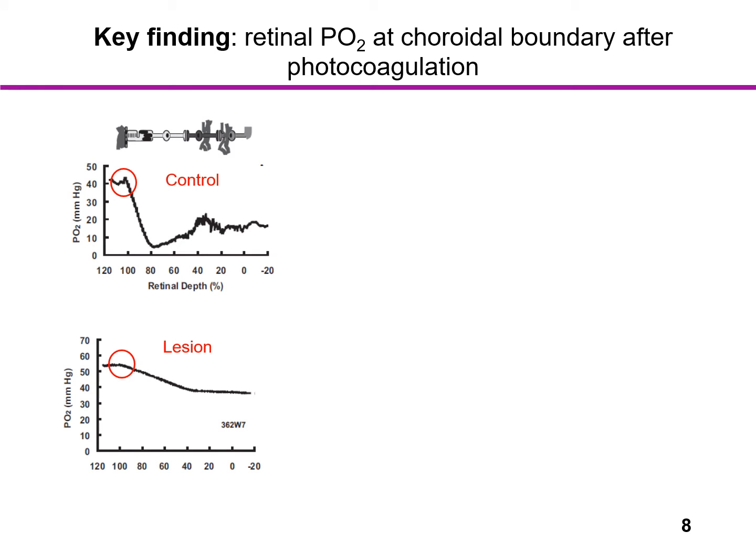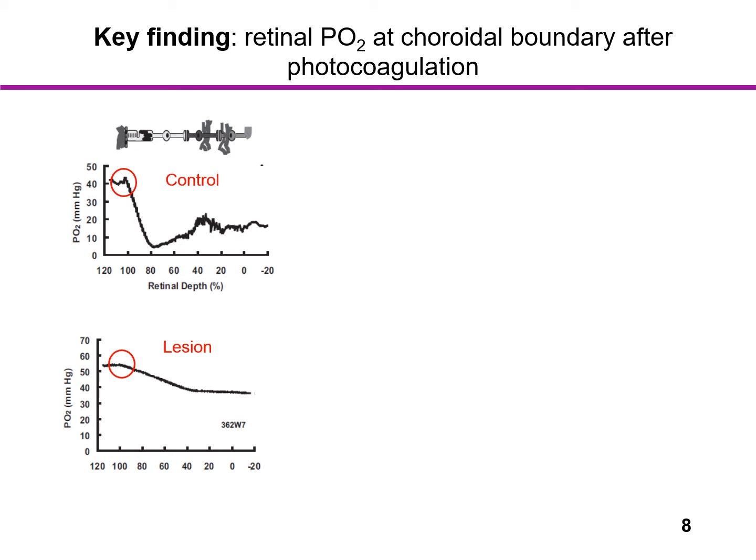So what happens to oxygen? Well, the key finding is that the retinal PO2 at the choroidal boundary changes very little after photocoagulation. At the top is a profile from a control area in one of these animals. At the bottom is a profile from a lesioned area. And the profile changes dramatically because the photoreceptors are gone, so the trough caused by photoreceptor oxygen utilization is also gone.